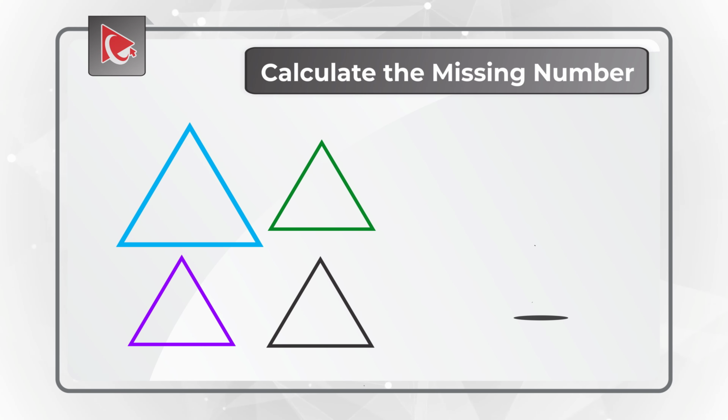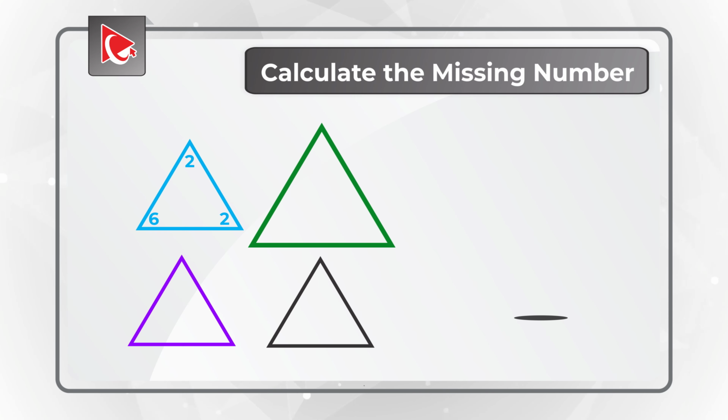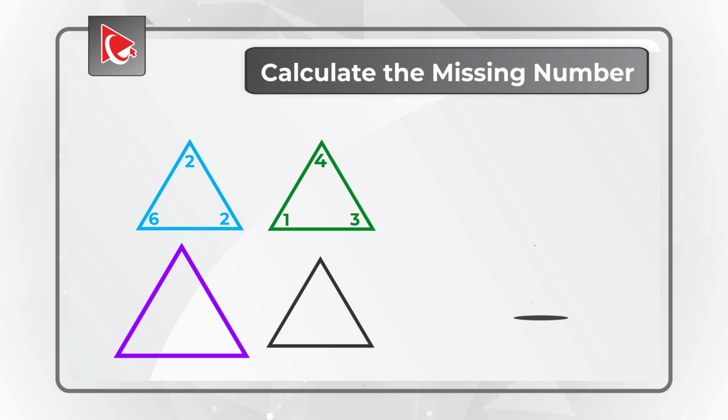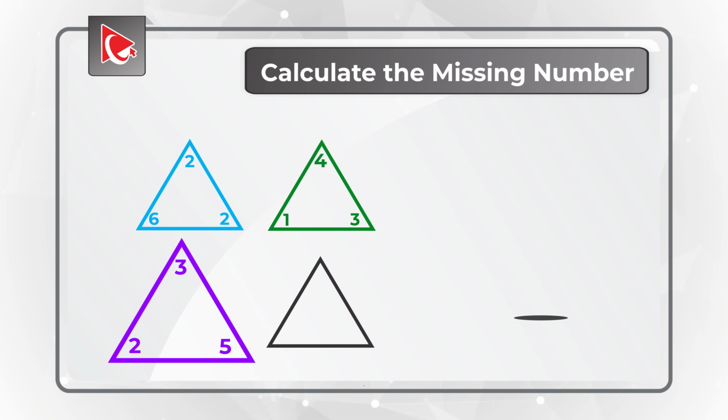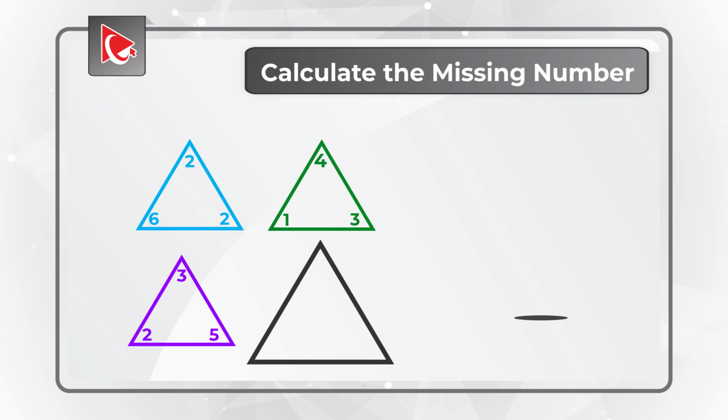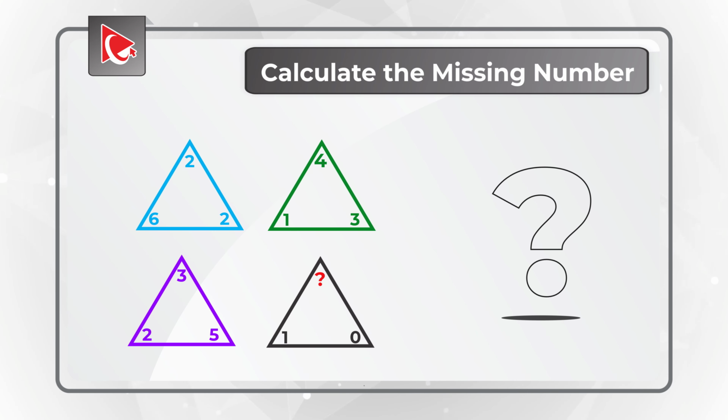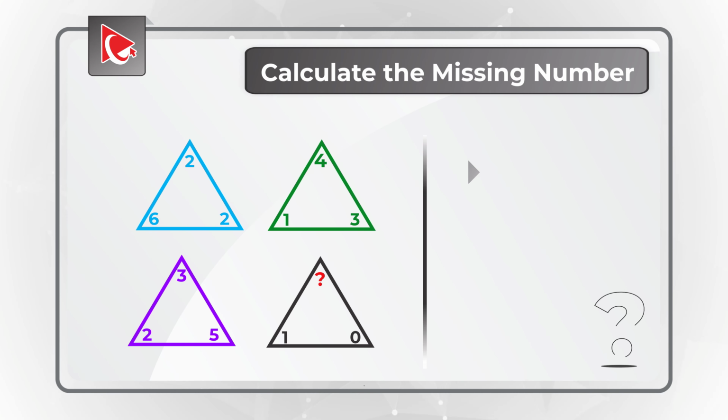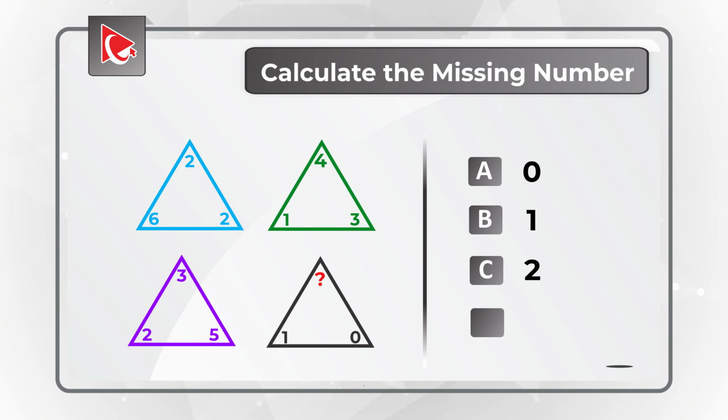The first, bottom left corner blue triangle has numbers in the corners 2, 2, and 6. The green triangle next to it in the upper right corner has numbers 4, 3, and 1. The purple triangle in the bottom left corner has numbers 3, 5, and 2. And then the last triangle, the black triangle, has numbers 0, 1, and then in the upper corner there's a missing number which you need to calculate based on the 4 different choices. Choice A, 0. Choice B, 1. Choice C, 2. And choice D, 3.